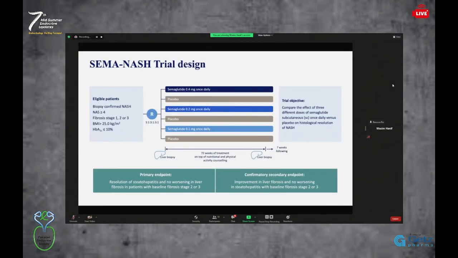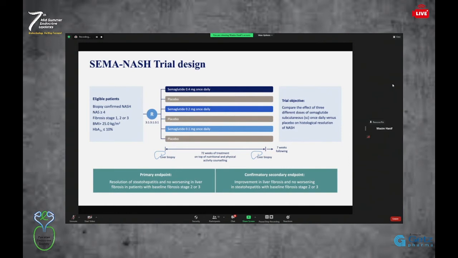SEMA-NASH was a study that was presented at the ADA last year. This is a study with semaglutide, and we were one of the centers, in which once daily semaglutide was used, 0.4 milligrams. It had 3 arms. The other arm used 0.2 milligrams, and the third arm used 0.1 milligrams, on a daily basis. The eligible patients had biopsy-confirmed NASH, so these were advanced patients. NAS score was greater than 4, fibrosis stages 1 or 2, BMI was greater than 25, and HbA1c less than 10%.